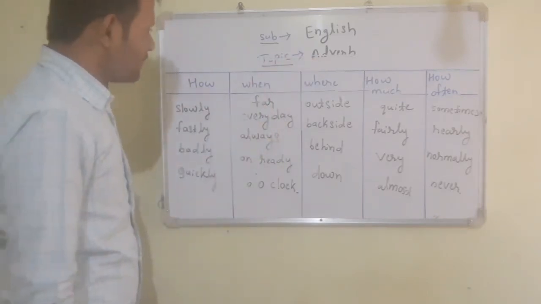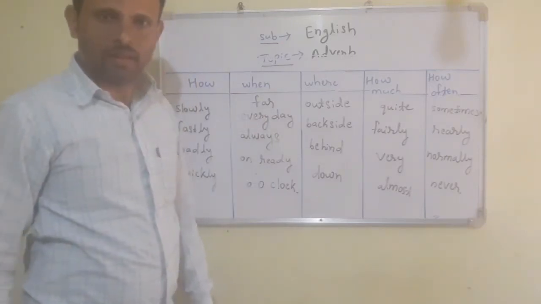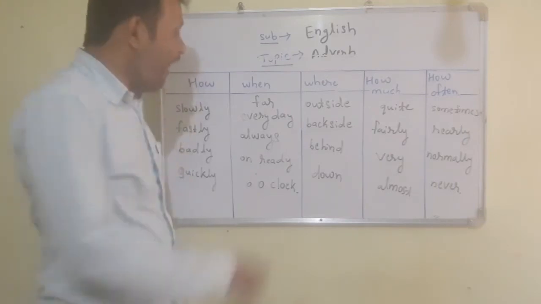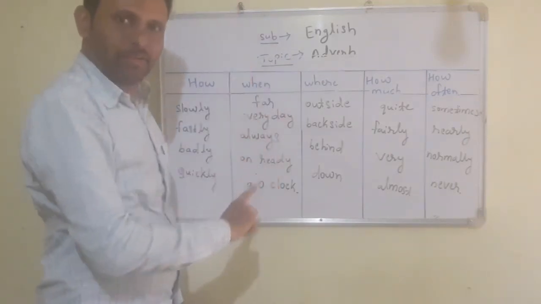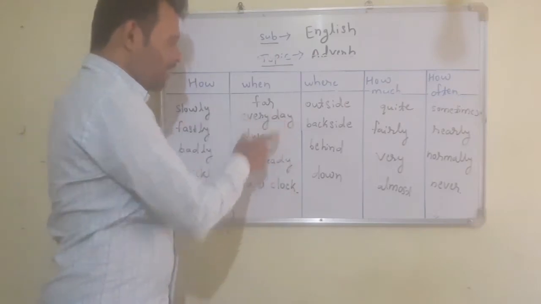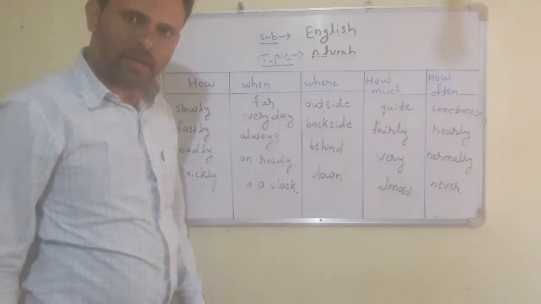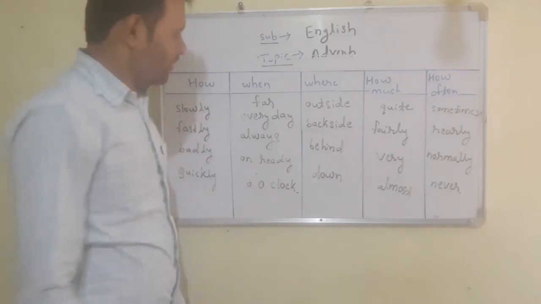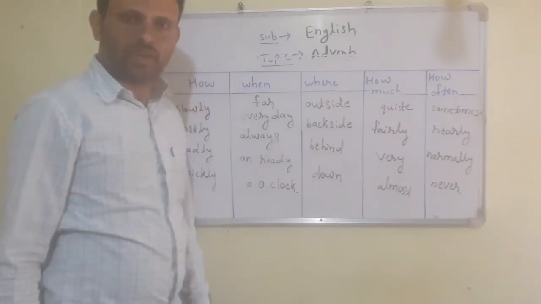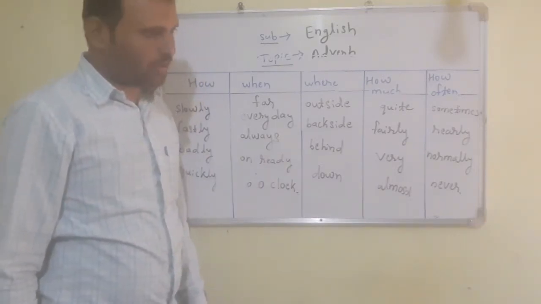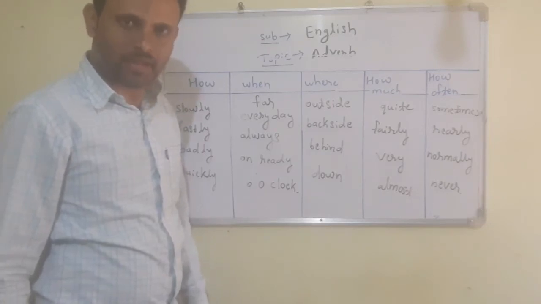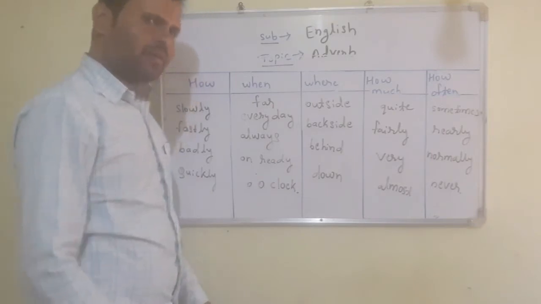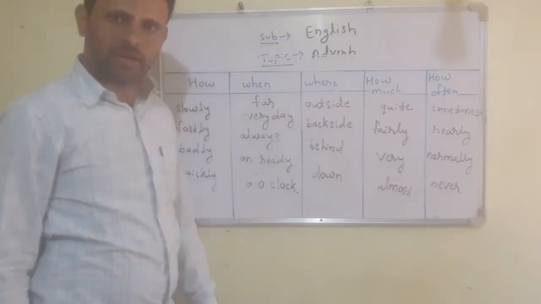Then when? Rama went to the hill far away. When did he go to the hill? Far away. Sita visits a temple every day. When does she visit a temple? Every day. Gandhiji reads a book always. When does he read a book? Every time, always.